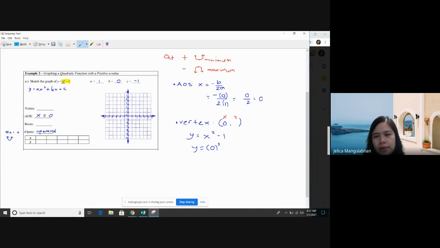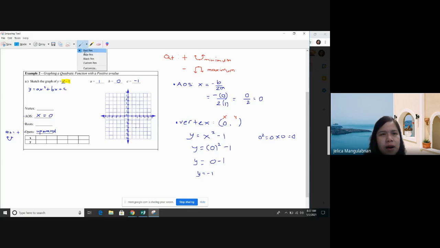Then 0 squared minus 1. Rules in exponent: 0 squared is not 0 times 2. It is 0 times 0. You multiply the base by itself. The exponent is 2 and the base is 0. So 0 times 0 is 0. So we have now 0 minus 1, and 0 minus 1 is negative 1. So the vertex is (0, negative 1).